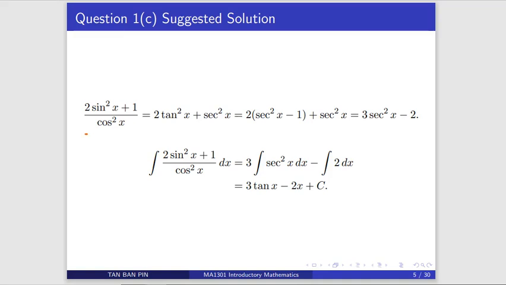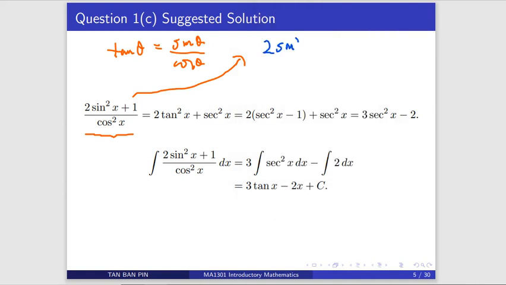For question 1c, you are asked to integrate this fraction: (2 sine square x plus 1) over cosine square x. And you take note that tangent theta is actually sine theta over cosine theta. So which means you can split the fraction given as 2 sine square x over cosine square x plus 1 over cosine square x. And because tangent is sine over cosine, this will give you 2 tangent square x.